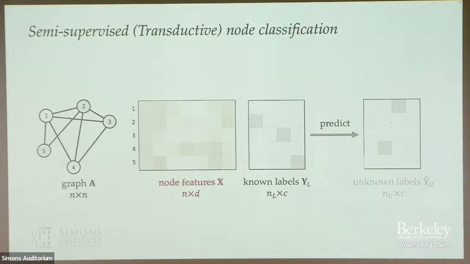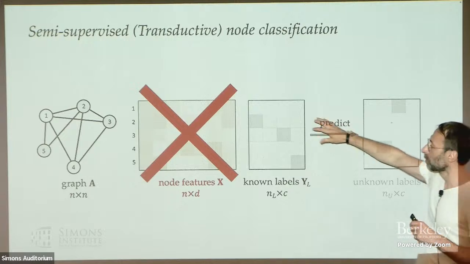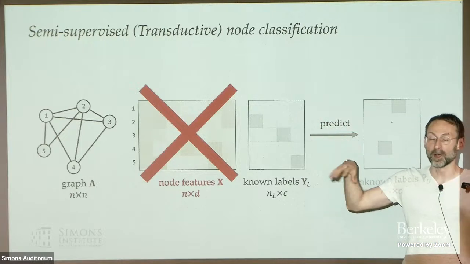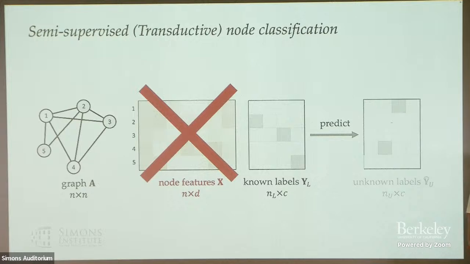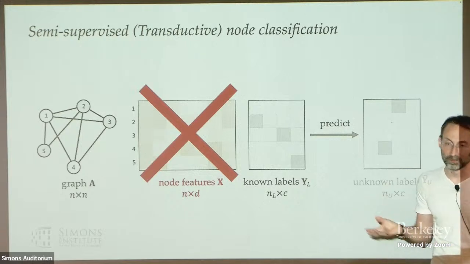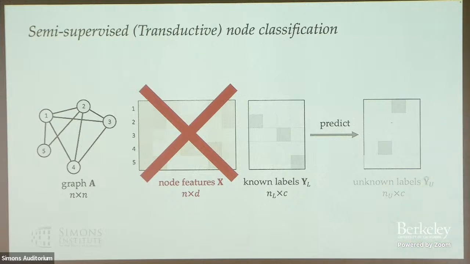The first thing I can do is to completely ignore the features. I can say that if I know the labels of a few nodes, let's try to somehow guess, or inpaint, the remaining labels. I will try to propagate the labels on the graph, and this way I will guess the labels that I don't know.